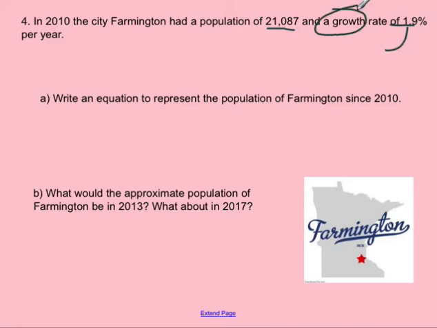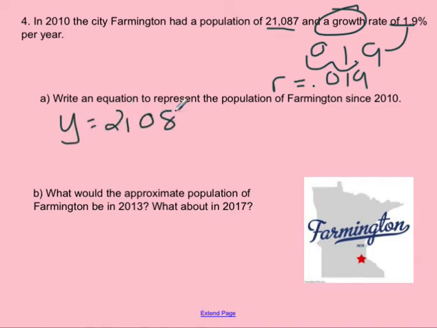Growth rate, okay, I need to use exponential growth, but I also need to convert that percent. So I need to move the decimal point over 2 places. So I get 0.019 as my rate once I convert that percent. So let's write that growth equation. So we're going to take our starting value of 21,087 and we're going to do 1 plus our rate, and that's going to be raised to the t power because we don't know what t is right now.